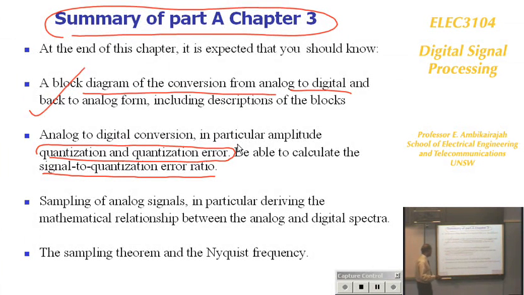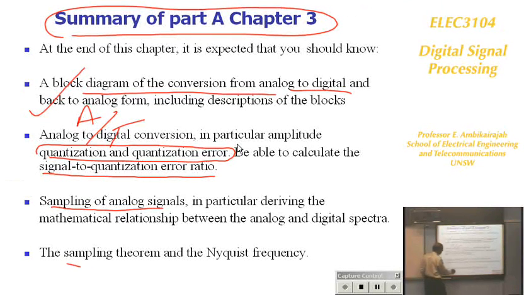Then you need to look at sampling of analog signals, in particular deriving the mathematical relationship between the analog spectrum and the digital spectrum, and to show that the digital spectrum repeats the analog spectrum within half the sampling frequency. You should be able to derive that equation and show that it's a repetition. And not only that, if the analog has an amplitude of A, on the digital spectrum it will be reduced by A divided by T, the sampling period. A lot of people miss that normally, and you must look for that.